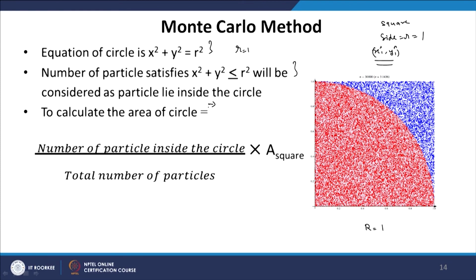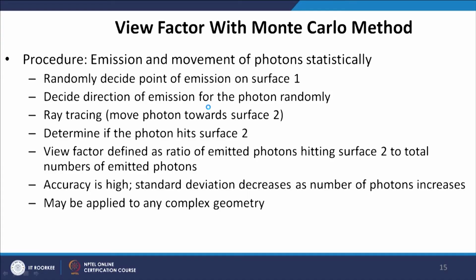So, this method is very easy to implement on different types of problems, can solve complicated problems, and it can give you view factors also. We will use this method to calculate view factors for complicated geometries. So, how do we calculate view factors using the Monte Carlo method? Let us just understand the basics. Suppose we have two plates, let us call this A1 and plate 2, let us call this A2, and we want to find out the view factor F1 to 2.